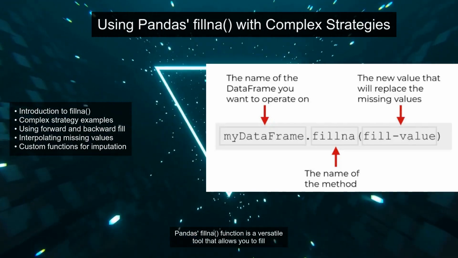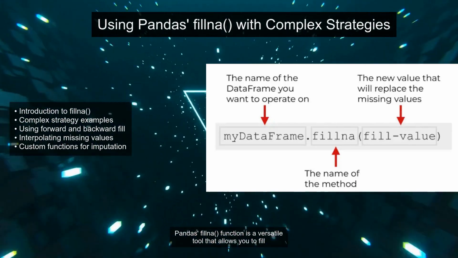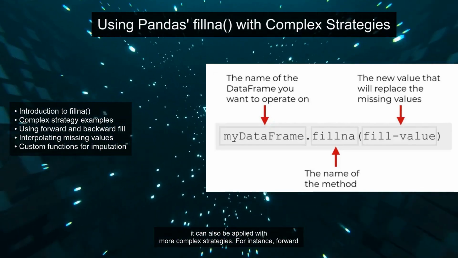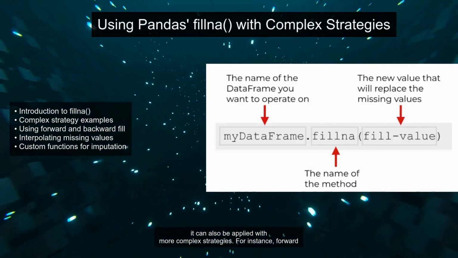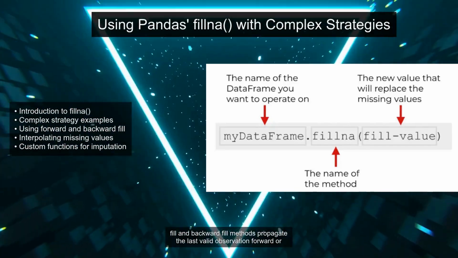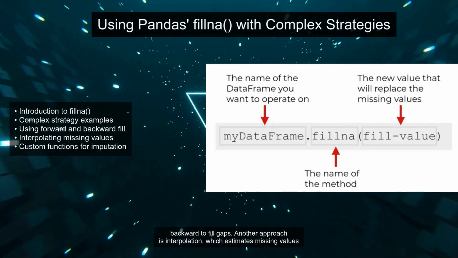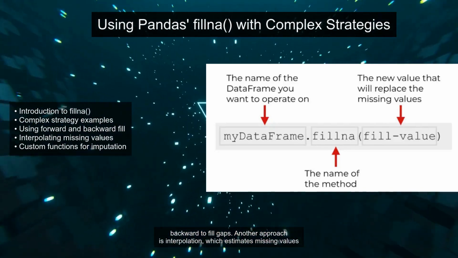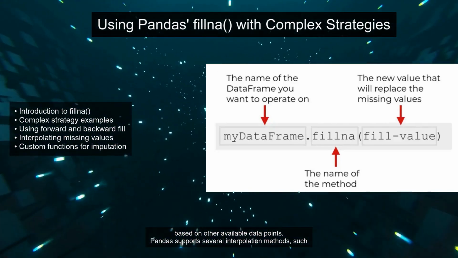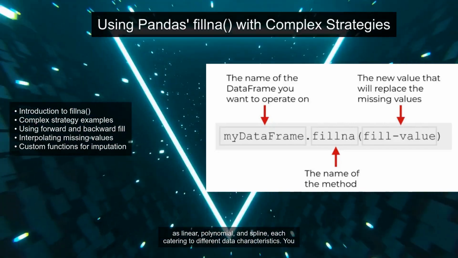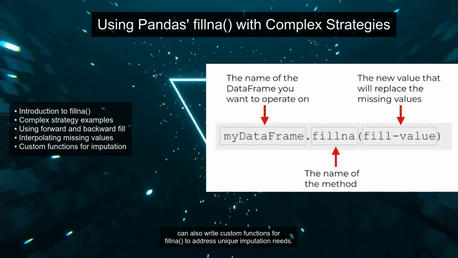Pandas fillna function is a versatile tool that allows you to fill missing data points in your data frame. While commonly used for simple replacements, it can also be applied with more complex strategies. For instance, forward fill and backward fill methods propagate the last valid observation forward or backward to fill gaps. Another approach is interpolation, which estimates missing values based on other available data points. Pandas supports several interpolation methods, such as linear, polynomial, and spline, each catering to different data characteristics.